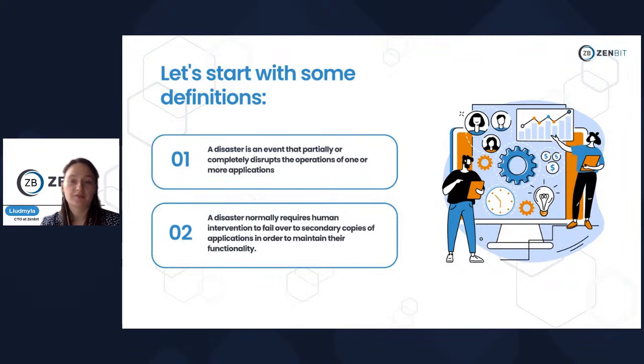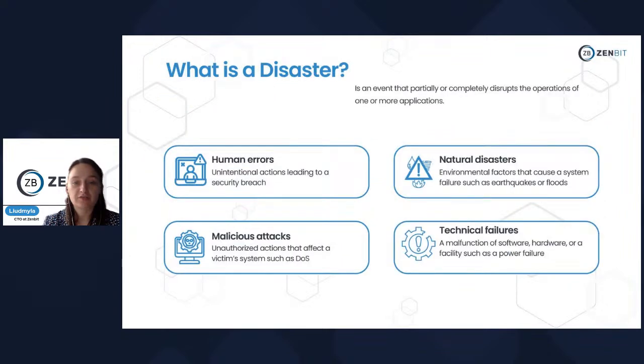A disaster for us will be an event that partly or completely disturbs the operation of one or more applications. And a disaster normally requires human intervention to fail over to secondary copies of the application in order to maintain their functionality. And there are four biggest categories into which we can categorize disasters.